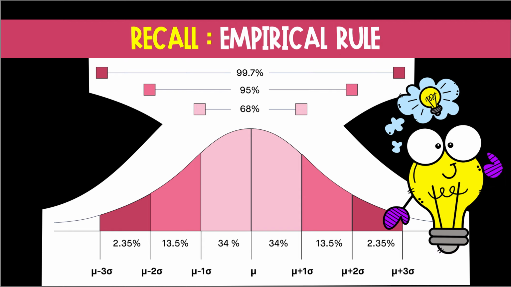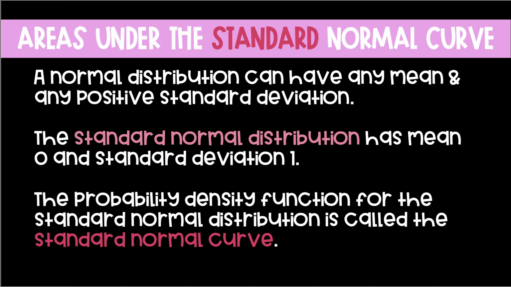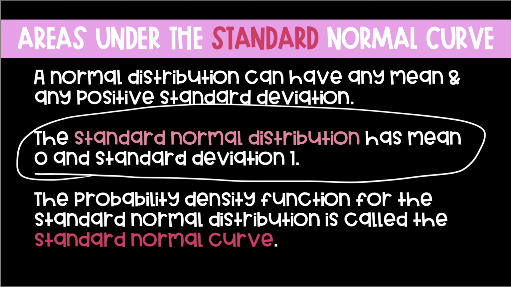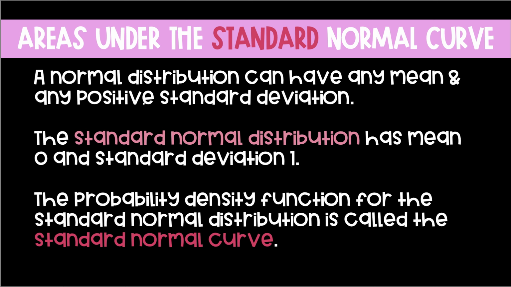To compute areas under the standard normal curve, notice how we're talking about the standard normal curve, which is the one that has the mean and standard deviation given. The mean is 0 and the standard deviation is 1. The difference between the normal distribution and the standard normal distribution is that the normal distribution can have any mean and any positive standard deviation. The standard normal distribution has mean 0 and standard deviation 1. The probability density function for the standard normal distribution is called the standard normal curve.